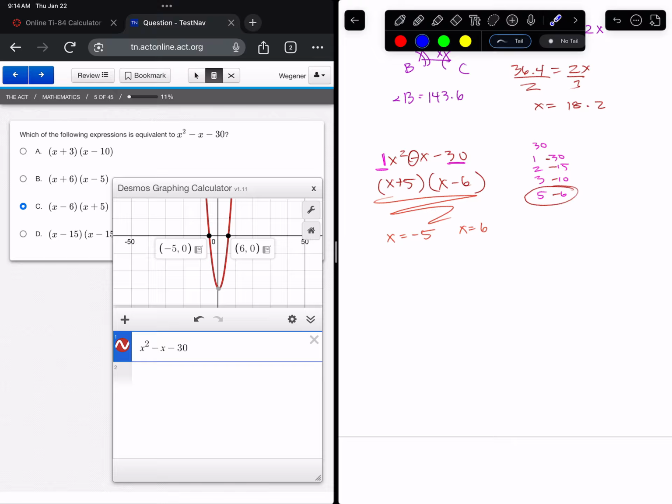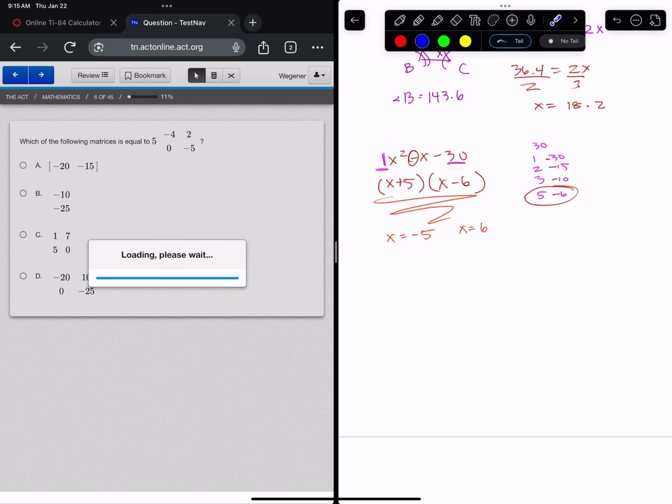So if you got a -5 for your x-intercept, the factored form is x plus 5. If you got a 6, well, you put it in a room with your x and you do the opposite. So instead of x plus 6, it's x minus 6, because you're in a room with your x and your x tells lies, okay? All right, let's move on to the next one, question number 6.